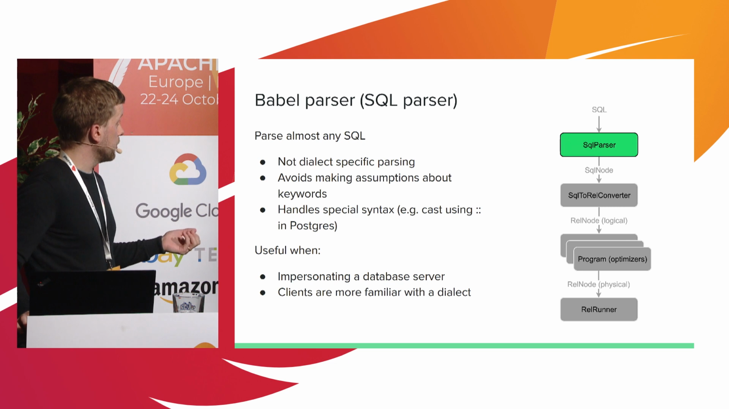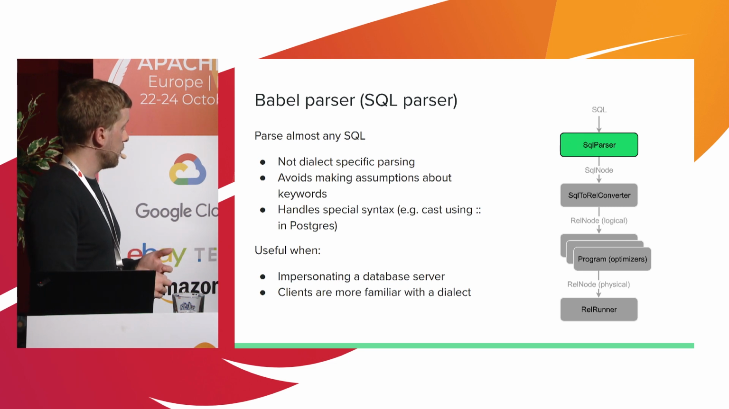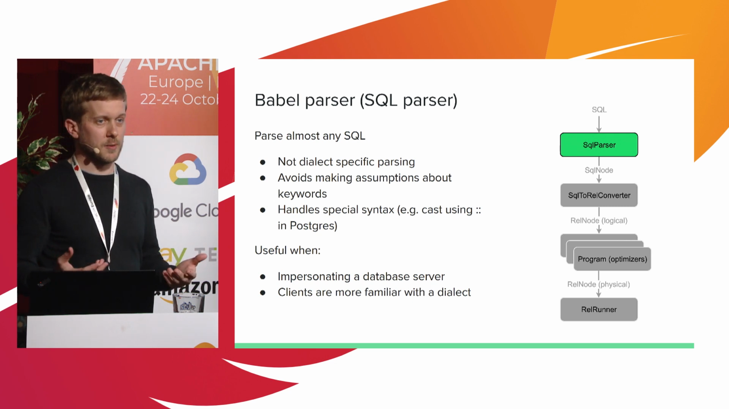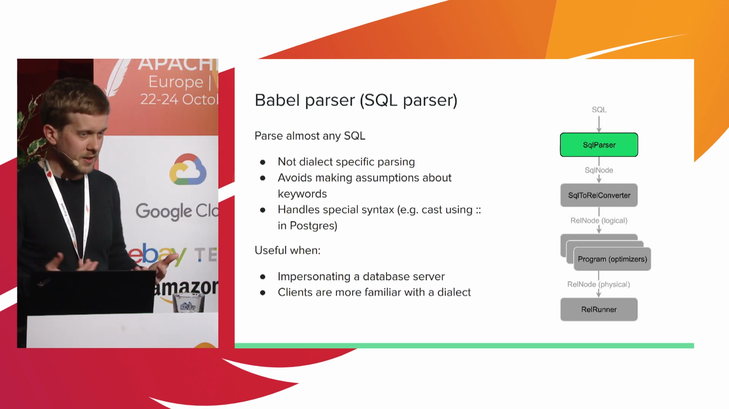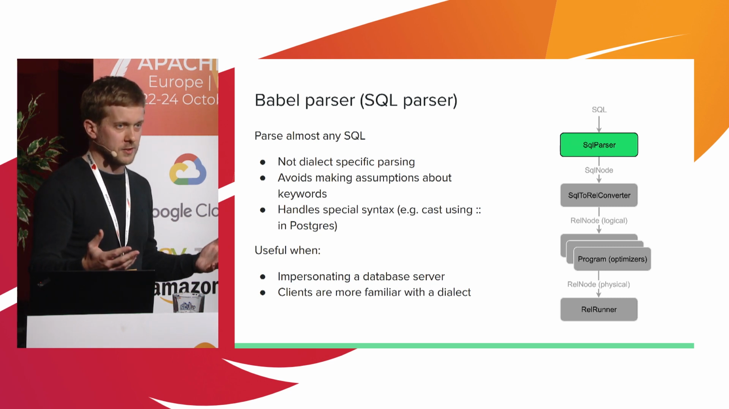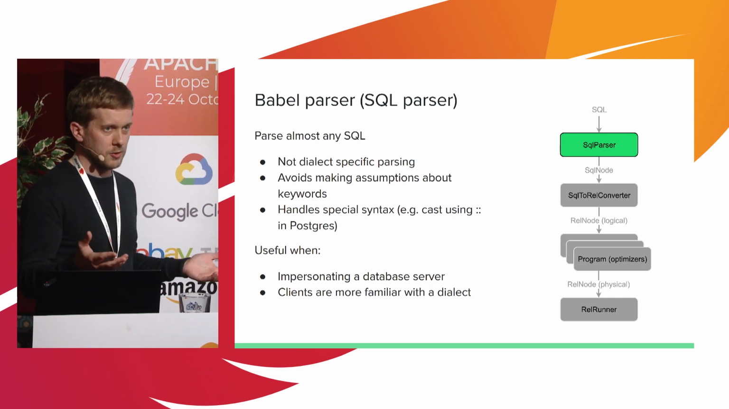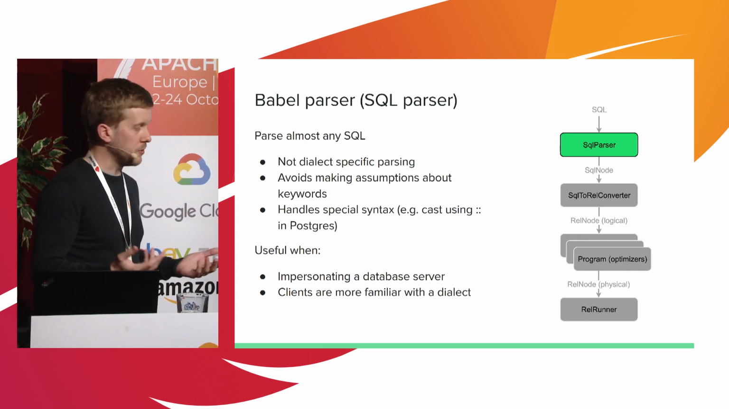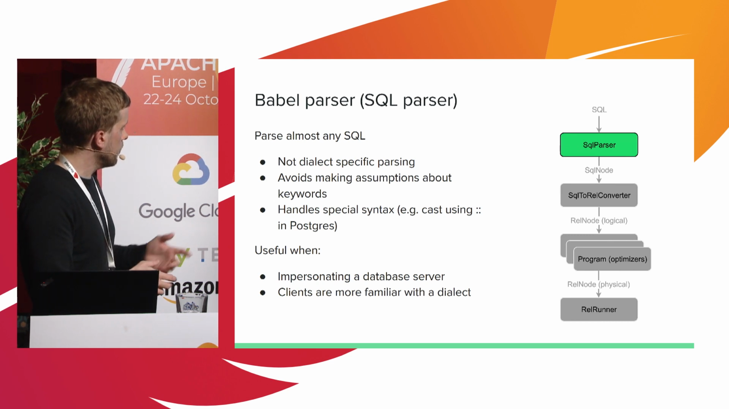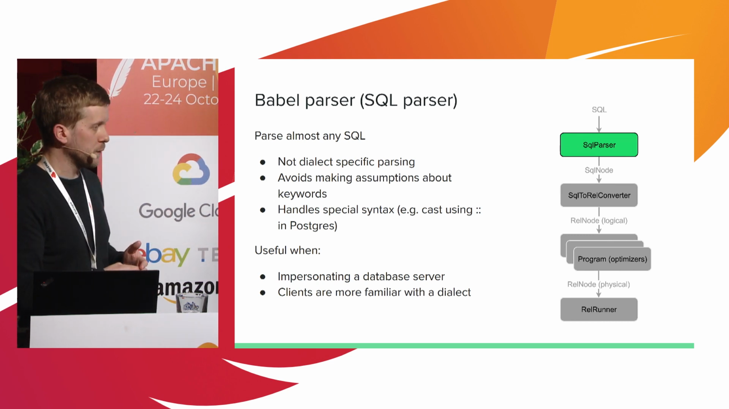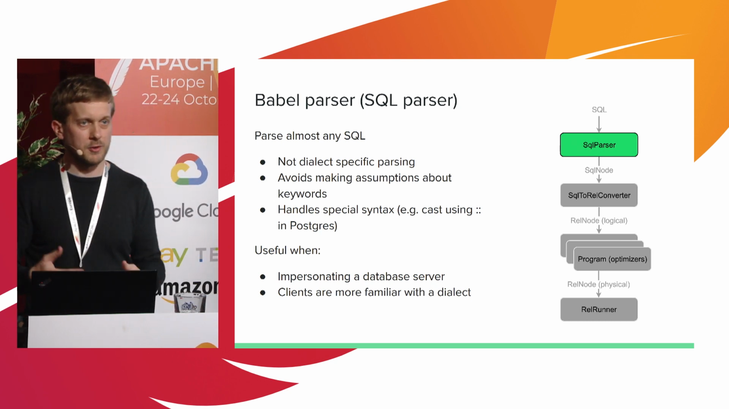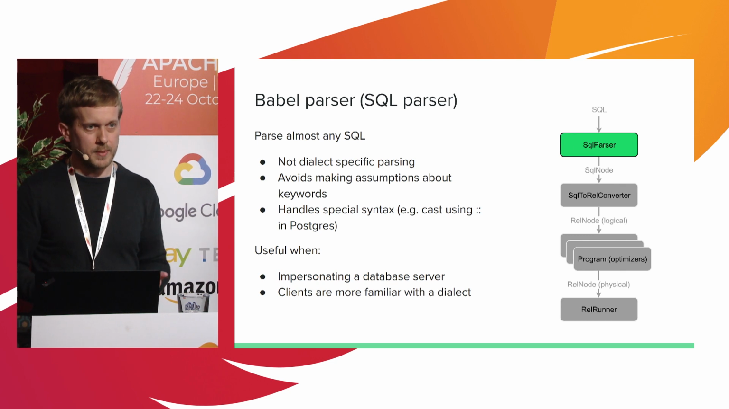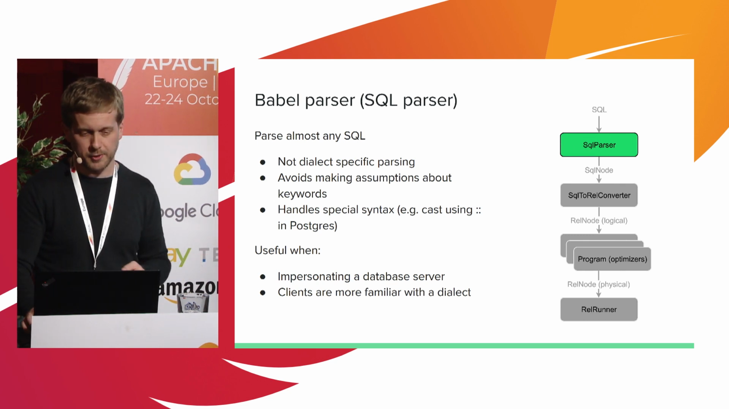So what can you use this for? This is basically useful if you want to impersonate a database server. You want to pretend that you're a Postgres server or an Oracle server. You can basically expose an interface that says, okay, we only accept Postgres SQL, but using the Babel parser it's quite easy to do this. Or maybe you have a client that's more familiar with one dialect than another. They don't want to use standard SQL. They want to use PostgreSQL again. Then you can basically enable this with the Babel parser.